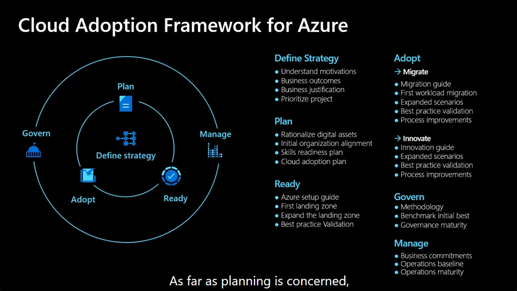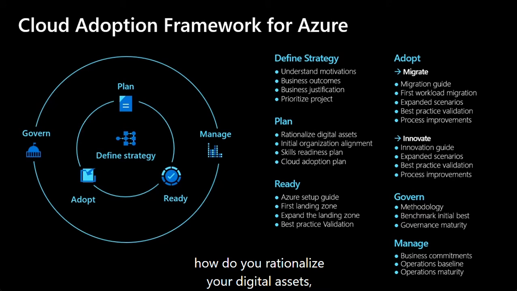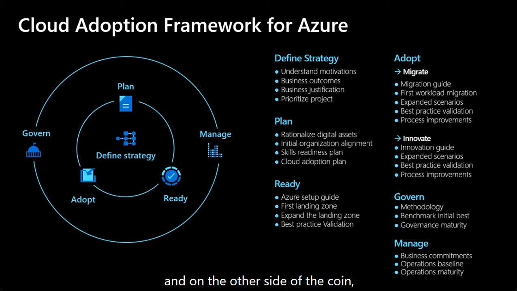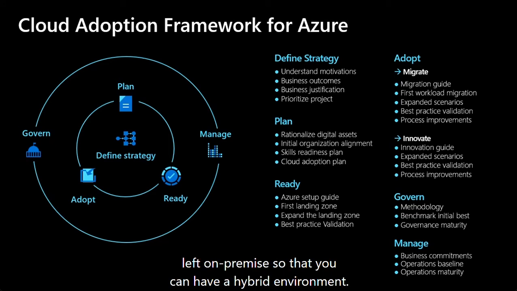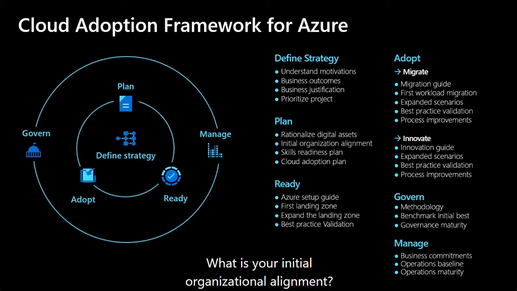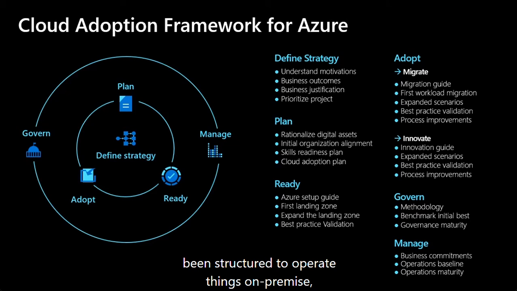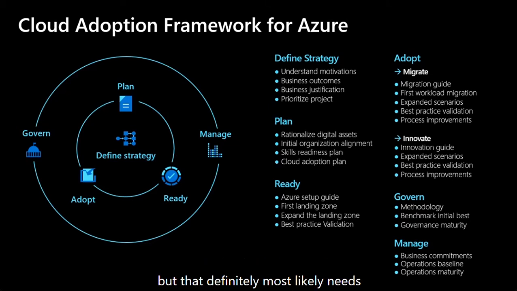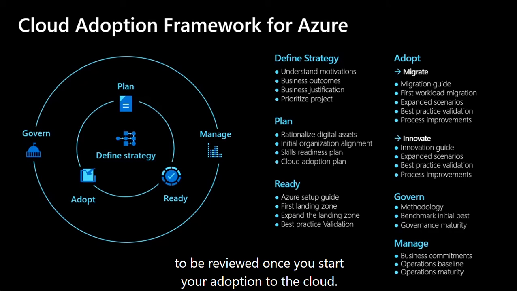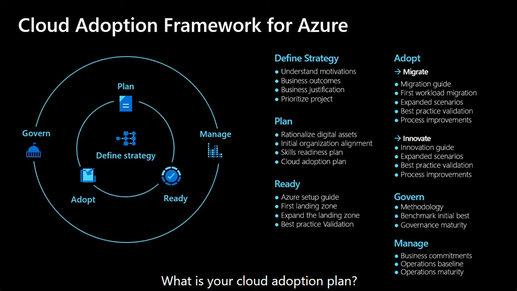As far as planning is concerned, how do you rationalize your digital assets, your current applications, your hardware, your software? You'd have to do some form of inventory to see which ones are easily adaptable to the cloud, and on the other side of the coin, which ones should be, for example, left on-premise, so that you can have a hybrid environment. What is your initial organizational alignment? Of course, in day zero or day one, your original IT organization has been structured to operate things on-premise, but that most likely needs to be reviewed once you start your adoption to the cloud. How do you get your people to get skills for the cloud? And what is your cloud adoption plan?